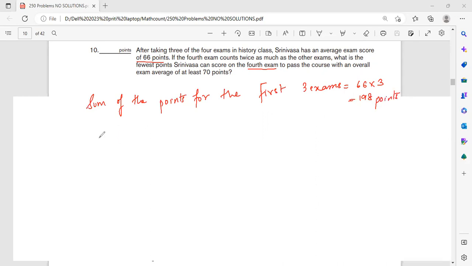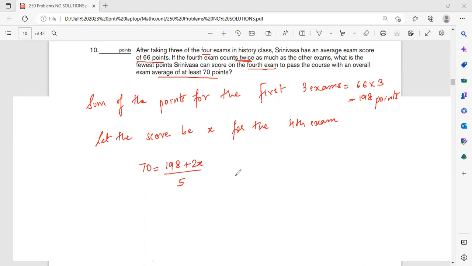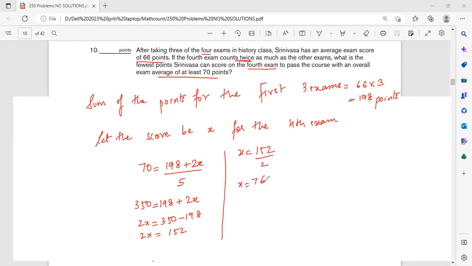Now, if the 4th exam counts twice as much, let the score be x for the 4th exam. So the equation we will form is, the overall average has to be 70 points. The sum that we already have is 198. Now the 4th exam counts twice as much, so we are going to add 2x, and since we are counting it twice, the total number of exams will become 4 plus 1, which is 5. So now we have to solve this equation. So 5 goes to the other side, we get 350 equal to 198 plus 2x. Therefore 2x is equal to 350 minus 198. Therefore, 2x is equal to 152. Therefore, x is equal to 152 over 2. Therefore, x is equal to 76.